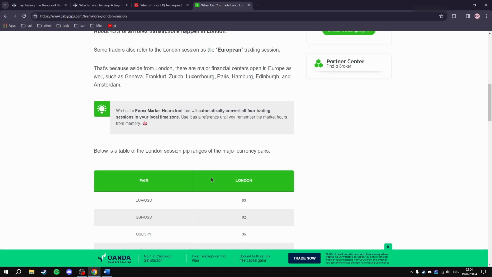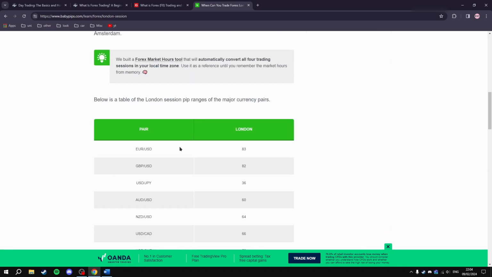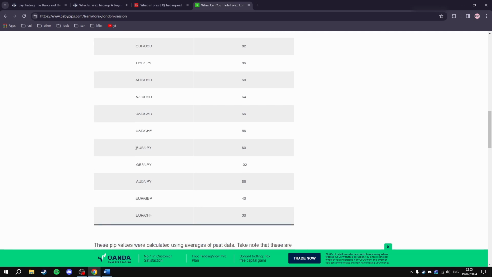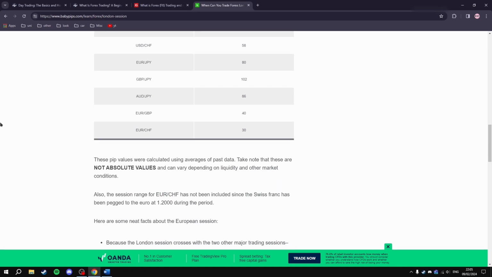Below is a table of the London session pip ranges of the major currency pairs. So EUR/USD 83, GBP/USD 82, USD/JPY 36, AUD/USD 60, NZD/USD 64, USD/CAD 66, USD/CHF 58, EUR/JPY 80, GBP/JPY 102, AUD/JPY 86, EUR/GBP 40, EUR/CHF 30.